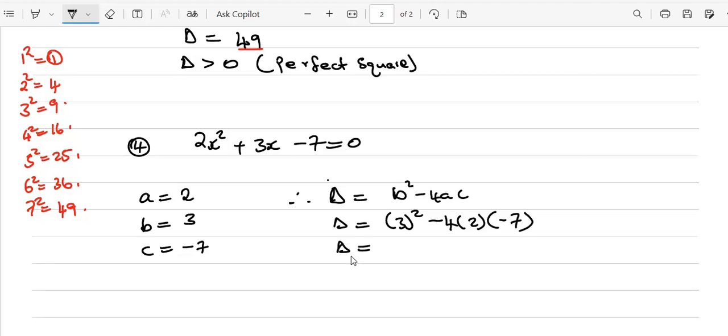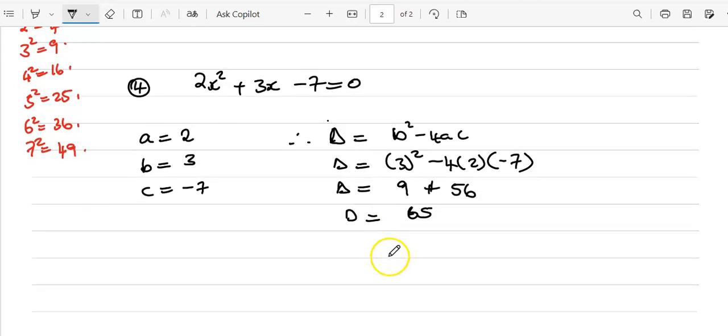If you punch this on the calculator, you'll have 3 squared is 9, 4 times 2 is 8, 8 times 7 is 56. So the negative cancels. We have this as positive 56. Punch that on the calculator. You'll get your answer, 65. So now we know that the discriminant is greater than 0 because 65 is positive, but 65 is not a perfect square.